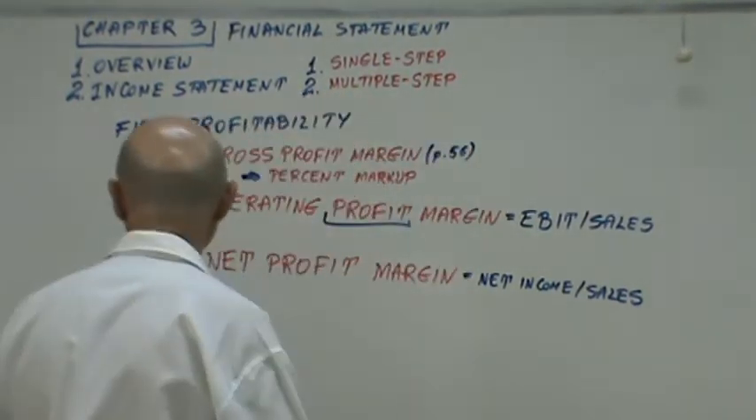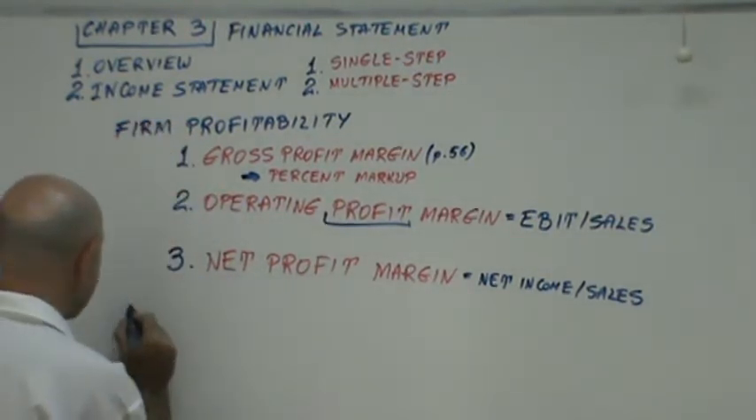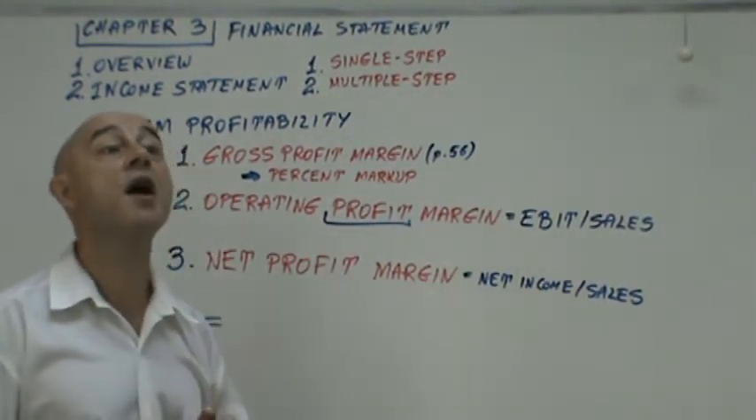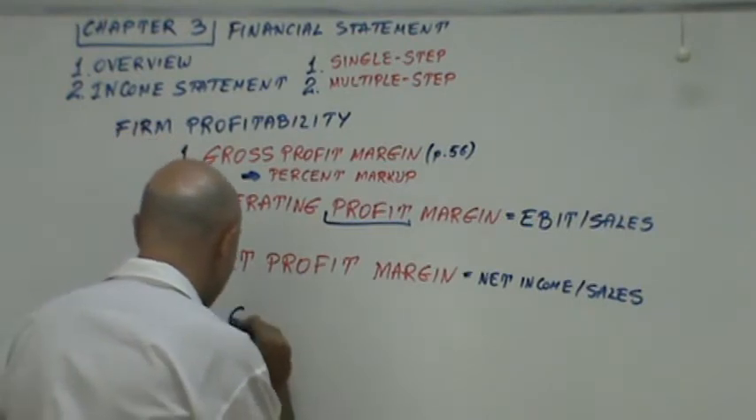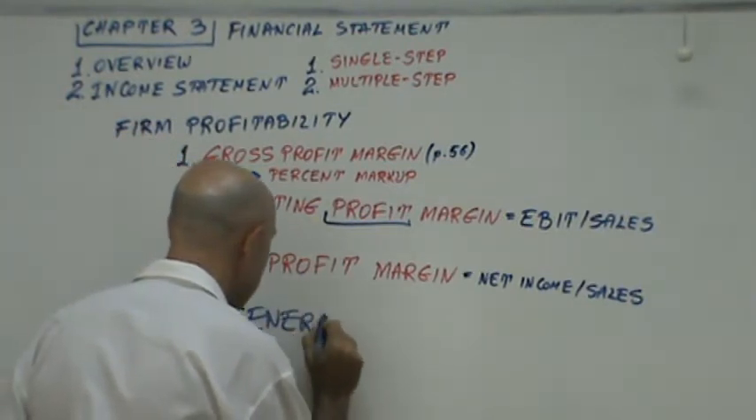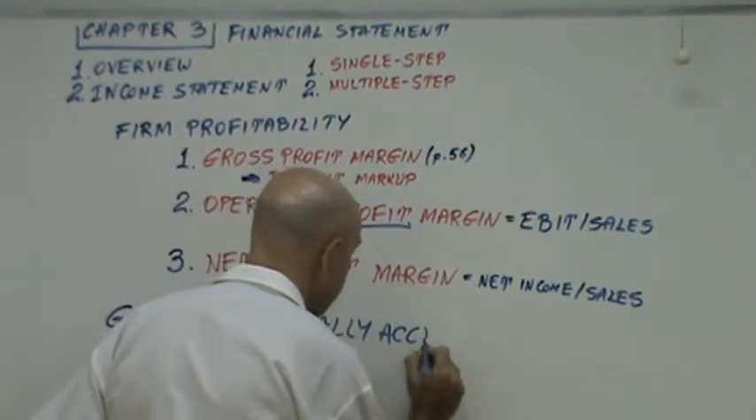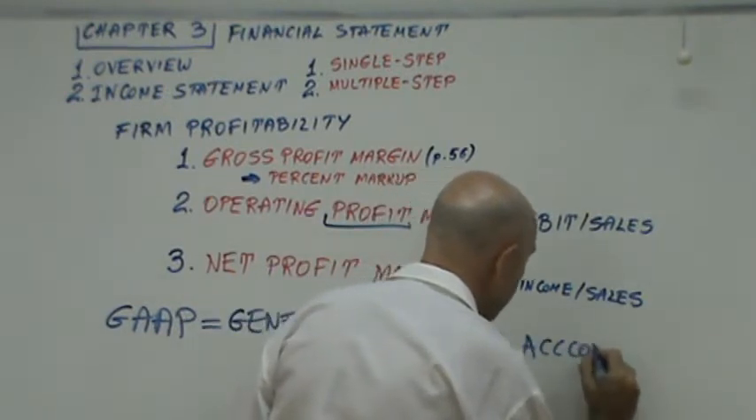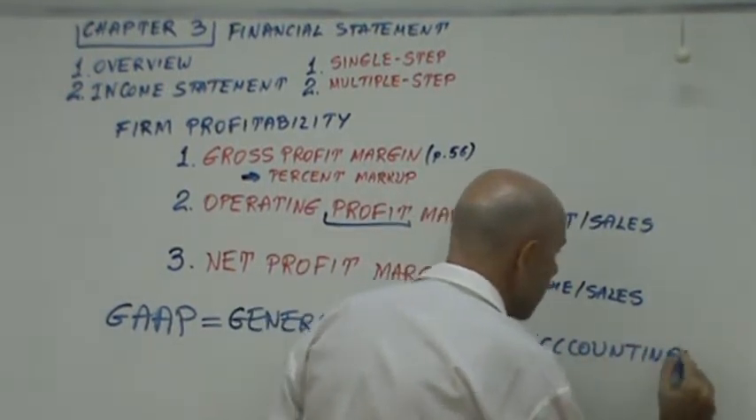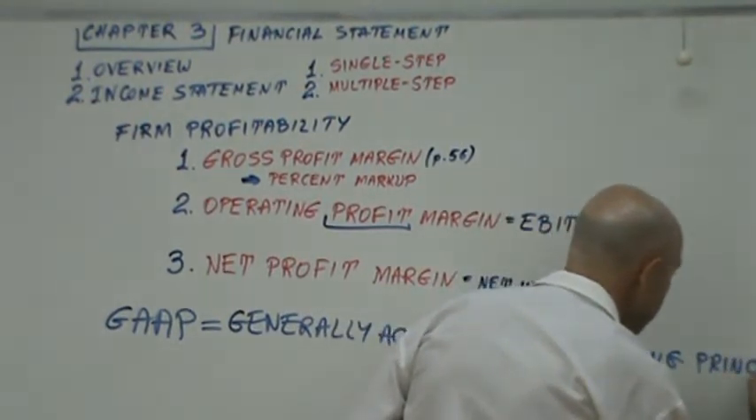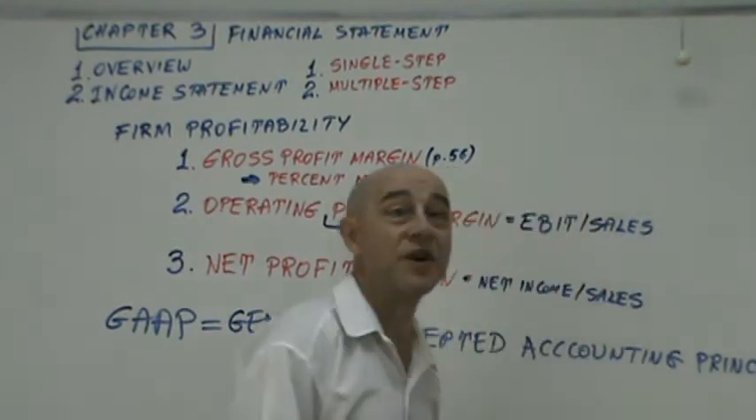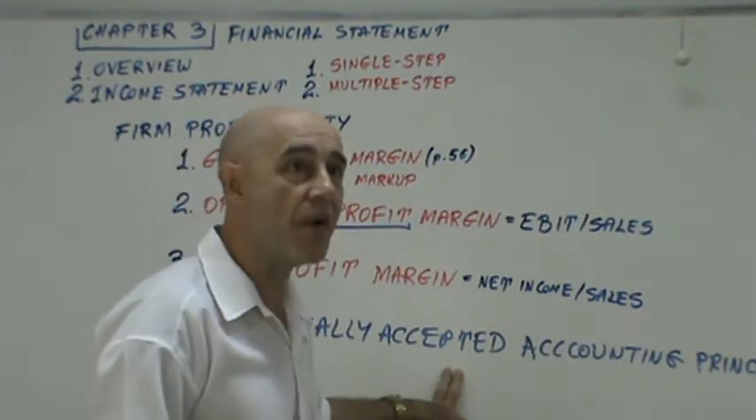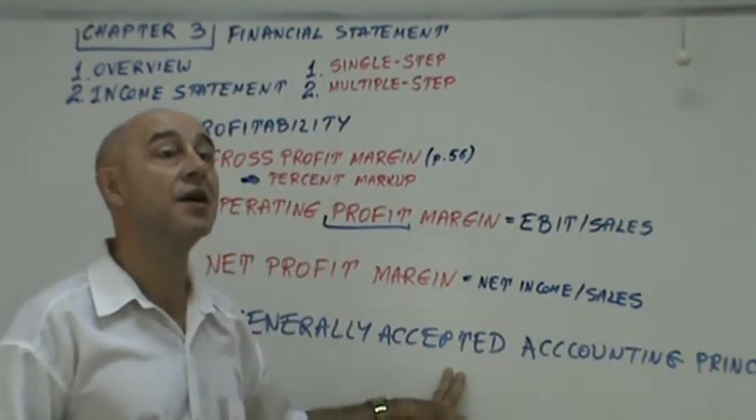The next section is so-called GAAP. This is an American concept. It's called Generally Accepted Accounting Principles. These are the guiding principles that are used by American accounting professionals.